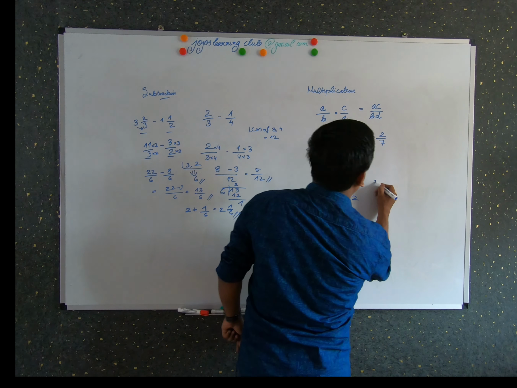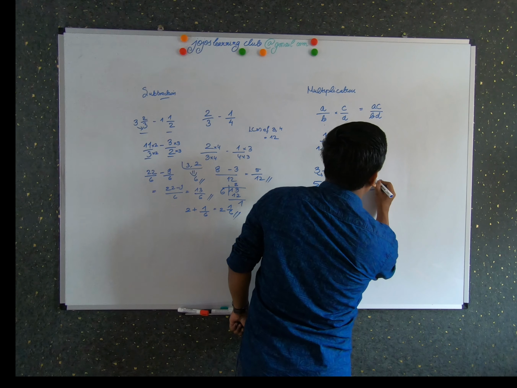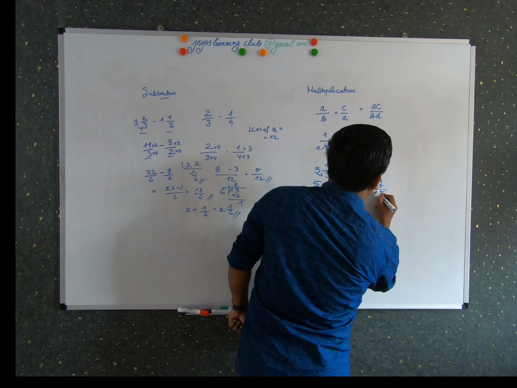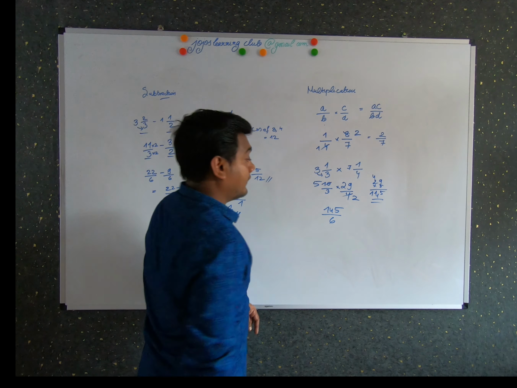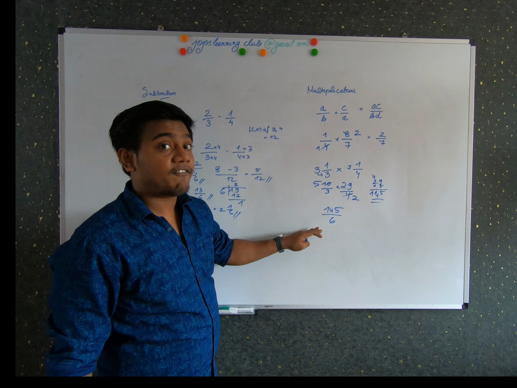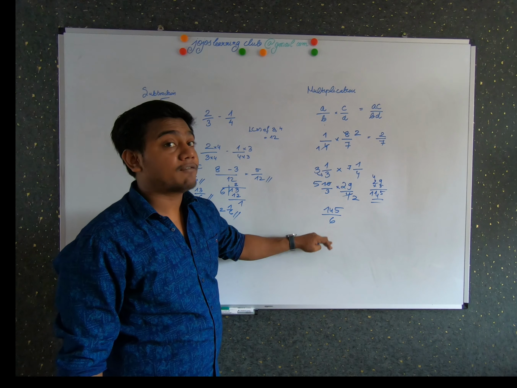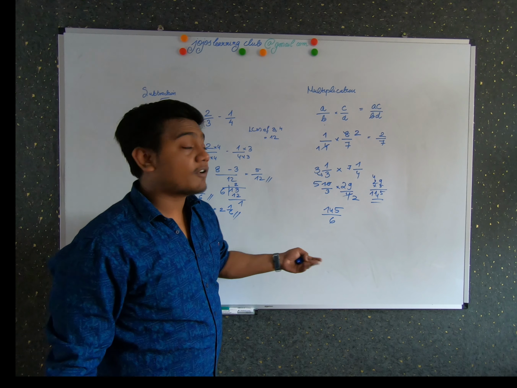So what is 29 times 5? I have to check it. 5 times 9 is 45, 5 times 2 is 10, so 145. So 145 by 6. So is this the final answer? No. You have to convert this again in terms of mixed numbers.